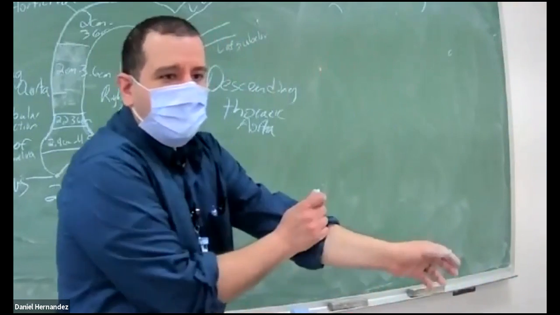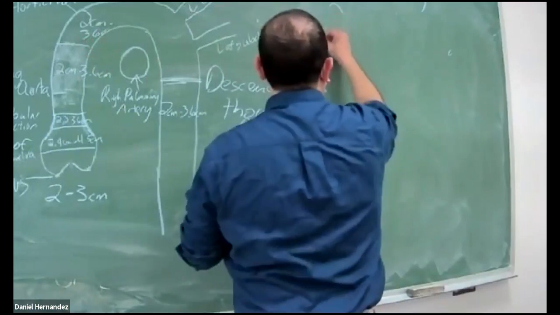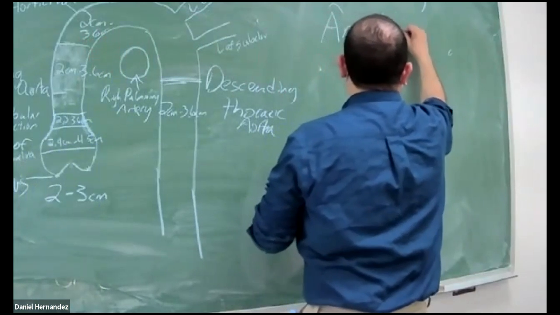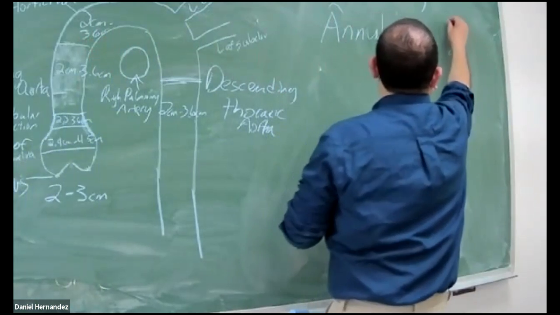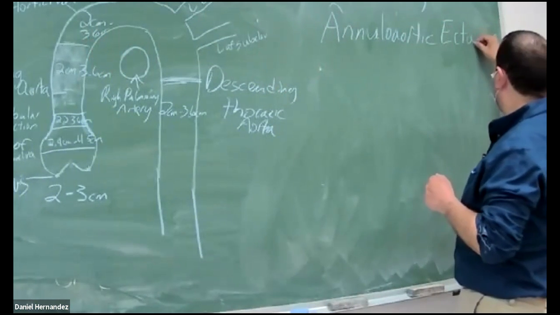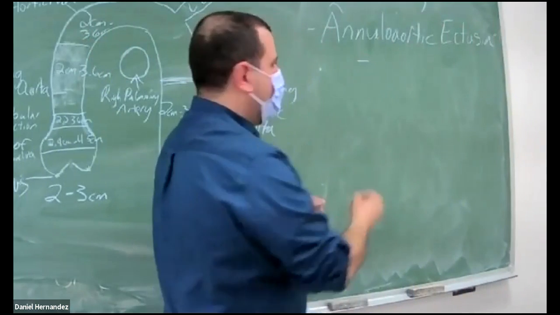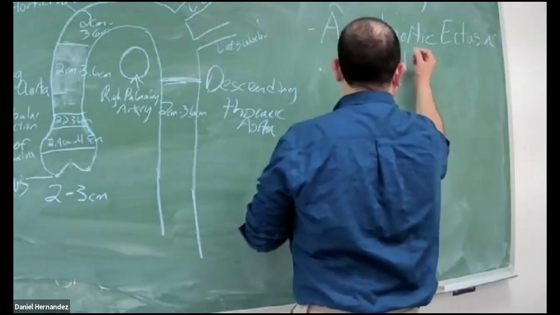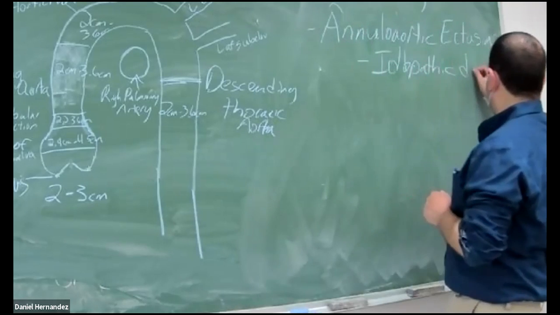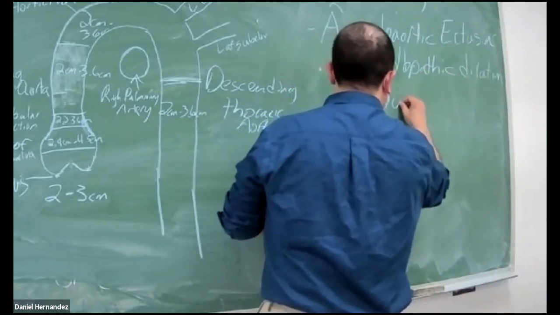There's a disease called annulo-aortic ectasia. This is an idiopathic dilatation and tortuosity of the aorta.